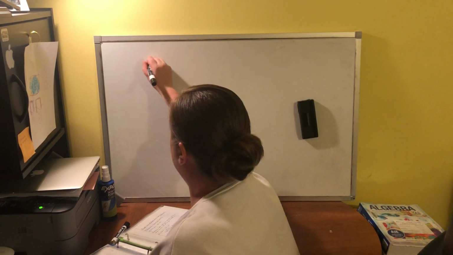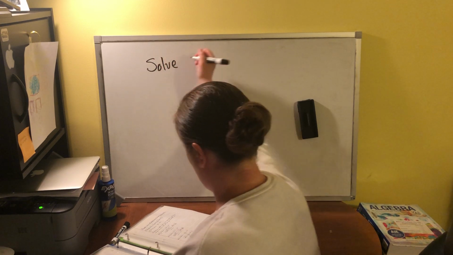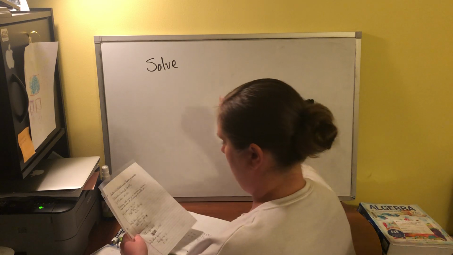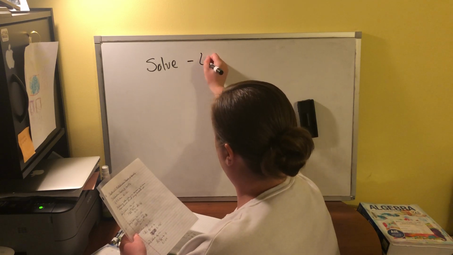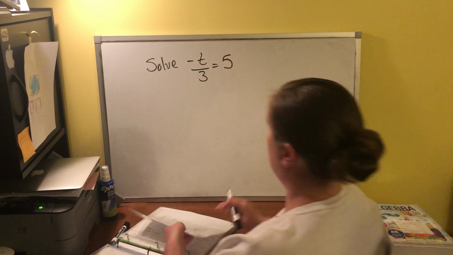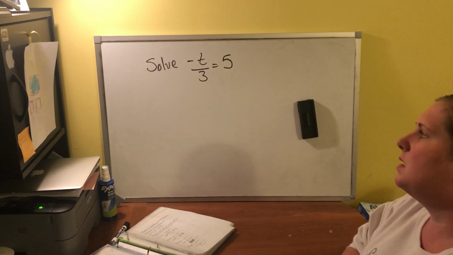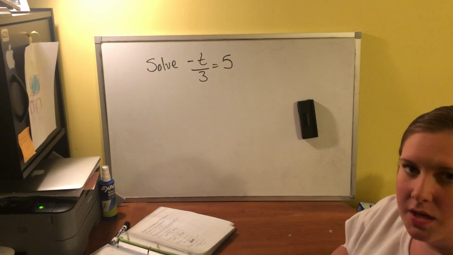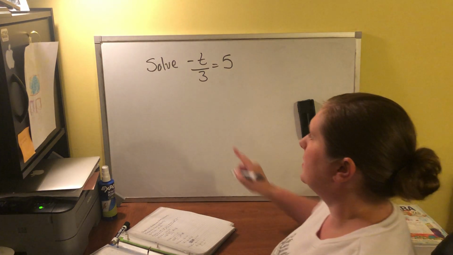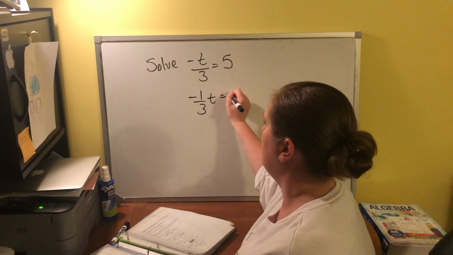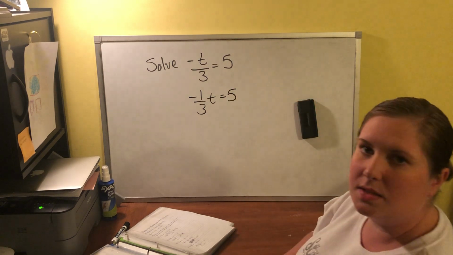So let's say they asked you to solve negative t over 3 equals 5. Well, that looks a little different than anything we've covered. This is the exact same thing as saying negative 1/3 t equals 5. That one is assumed, okay?